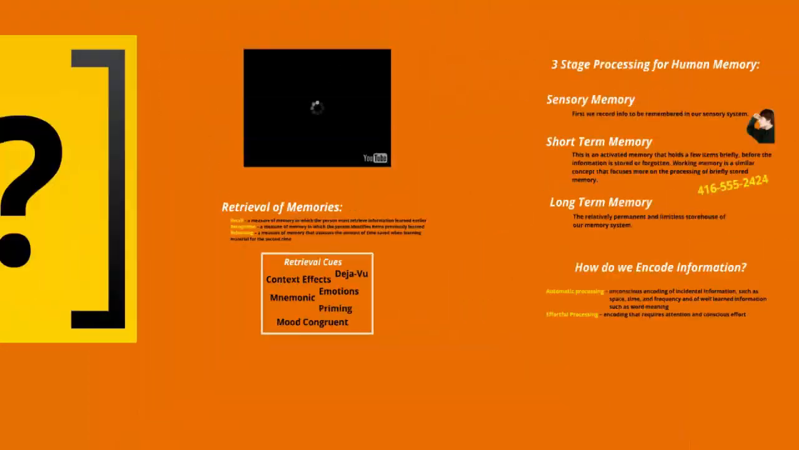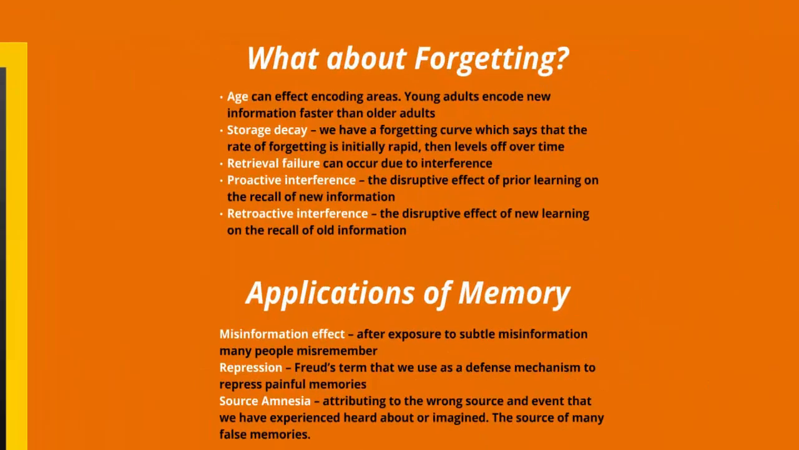What happens when we forget? It just means that memory has not entered our long-term memory. As we age, this can affect our encoding areas, so young adults can encode new information faster than older adults. We also have some storage decay, such as the forgetting curve, which says the rate of forgetting is usually rapid at the beginning and then levels off over time.